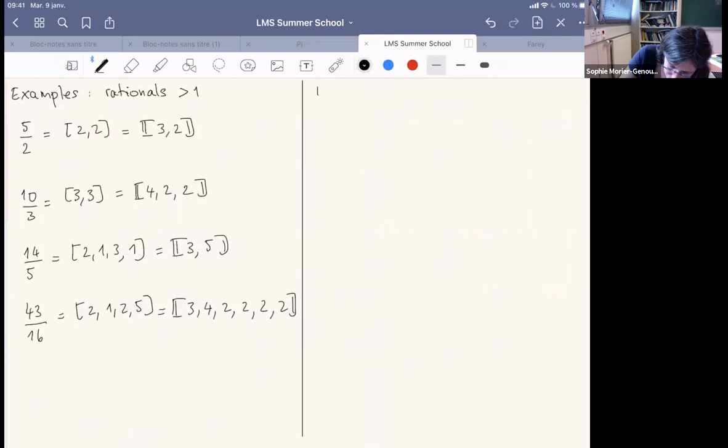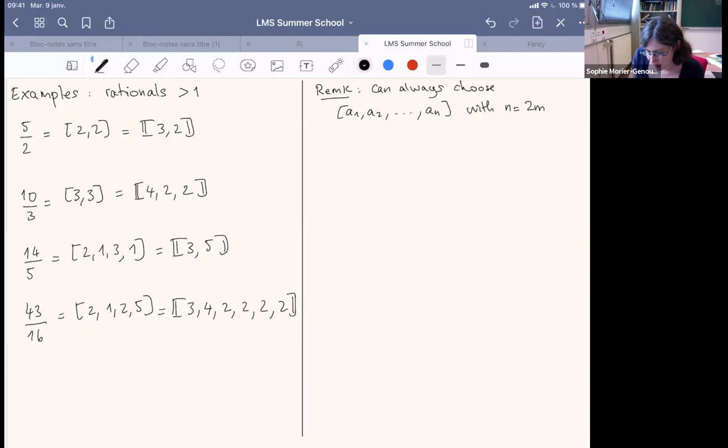Let me put a remark here. Remark. To make it unique, one can always choose the even number for the length of the sequence. So in the regular expansion, I can always assume that n is even, and this now makes no ambiguity. Why do I say that?